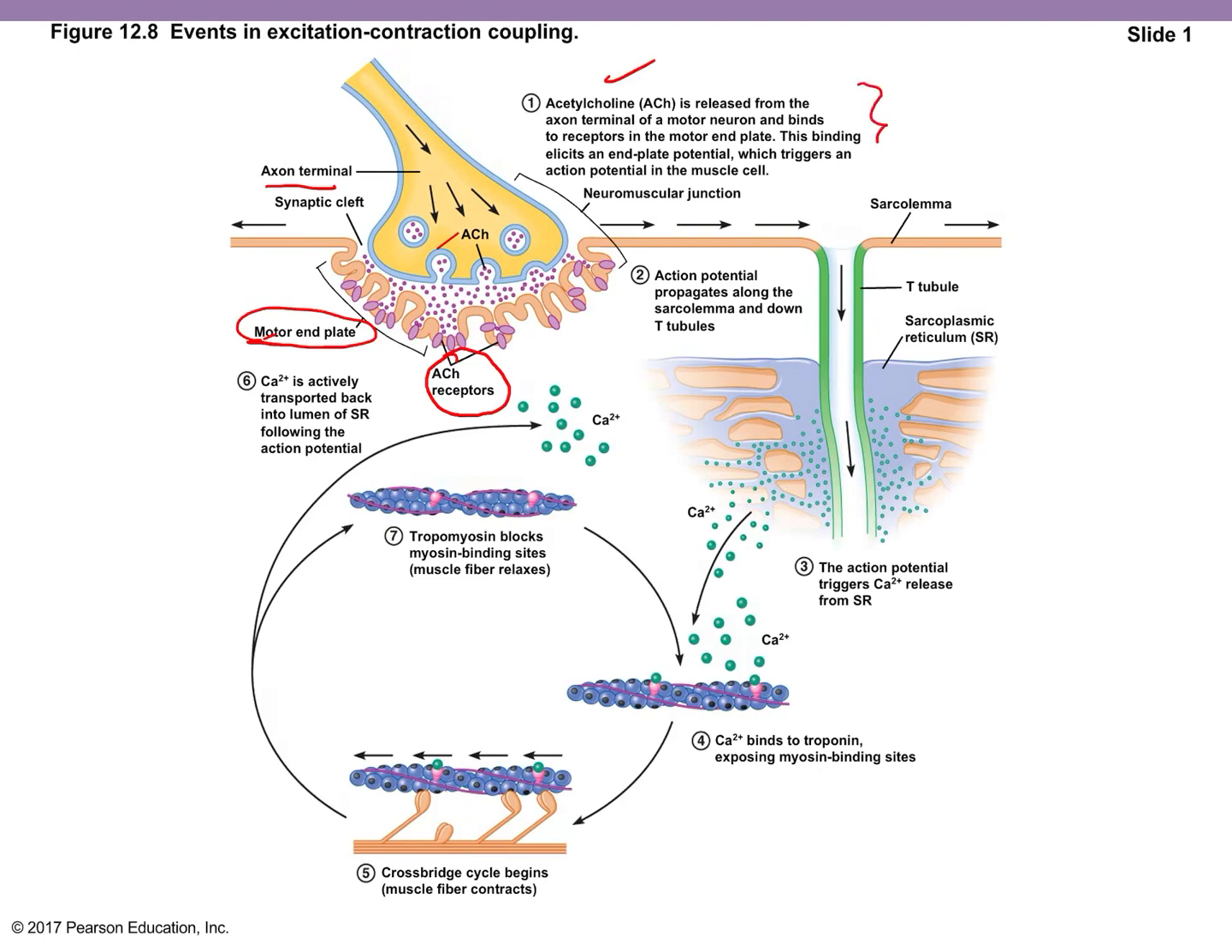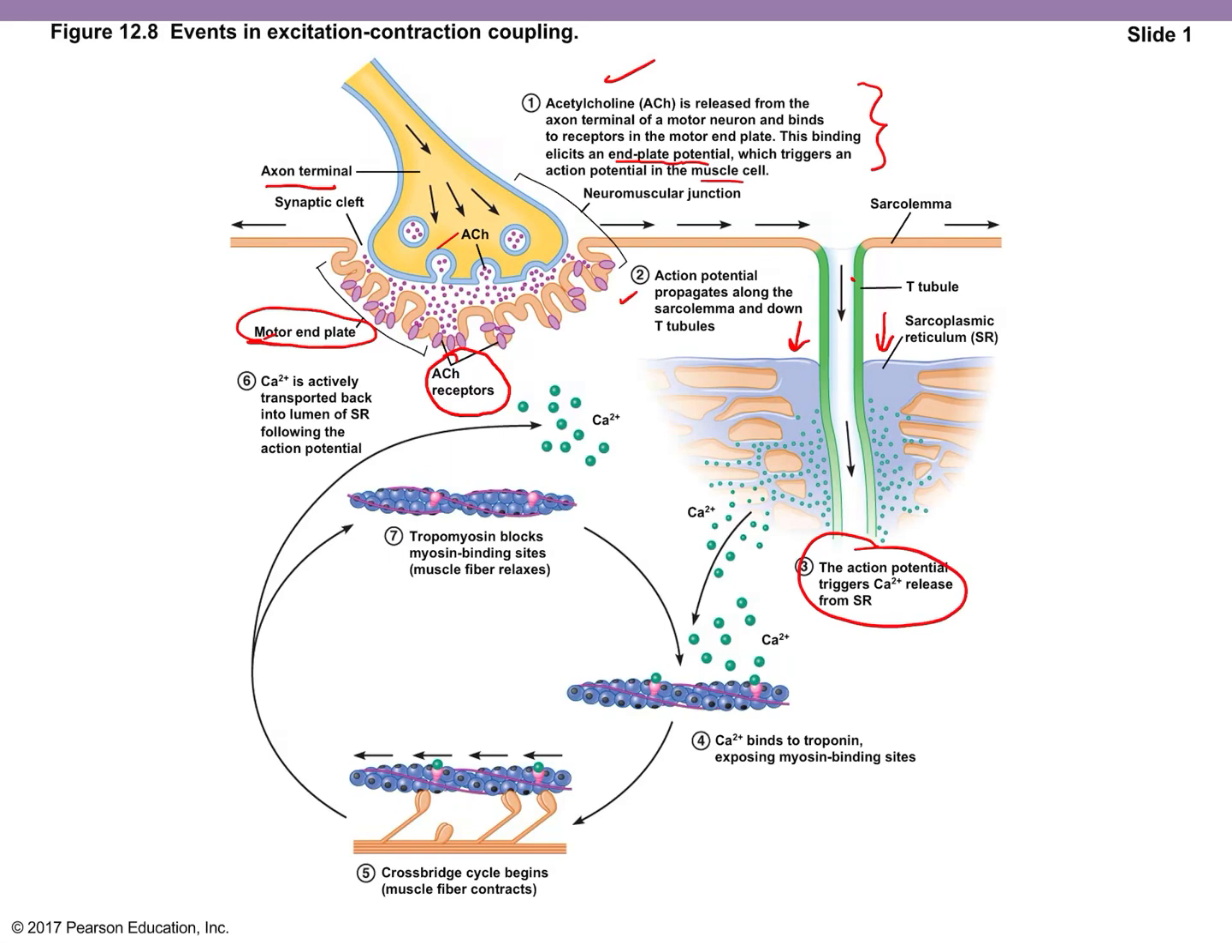So if we're reading the slide here, the binding of acetylcholine is going to elicit an end plate potential, which then triggers an action potential in the cell. So our action potential is going to propagate down the sarcolemma and down the T-tubules. Remember, on either side of the T-tubules, we have those lateral sacs, which contain calcium. And the impulse is going to trigger the release of calcium from the sarcoplasmic reticulum.